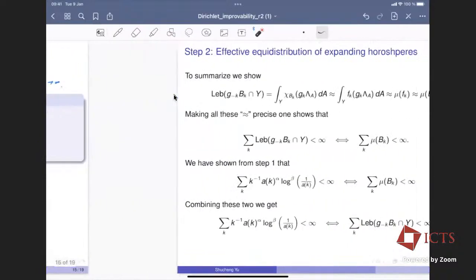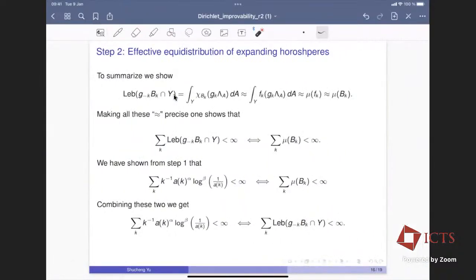And just to summarize things, if you apply this effective equidistribution, you will see that this Lebesgue measure is just this integral, and because fk is the approximating function of this indicator function, this integral is close to this integral with this indicator function replaced by fk. And then for this step, we apply the effective equidistribution. This integral is close to the space average of the test function, and then again, this test function is close to the Haar measure of the set BK.